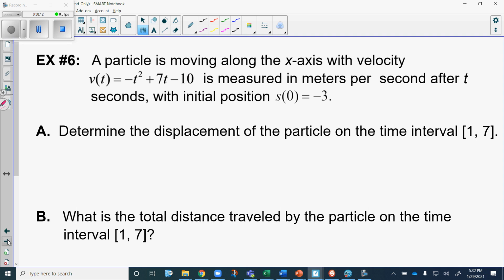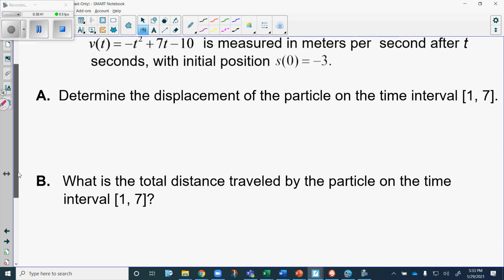So a particle is moving along the x-axis, and we're given a velocity function measured in meters per second after t seconds, with an initial position of -3. Determine the displacement of the particle over the time interval from 1 to 7. That's going to be a definite integral. What is the total distance? Total distance will be the same integral, but with an absolute value instead.